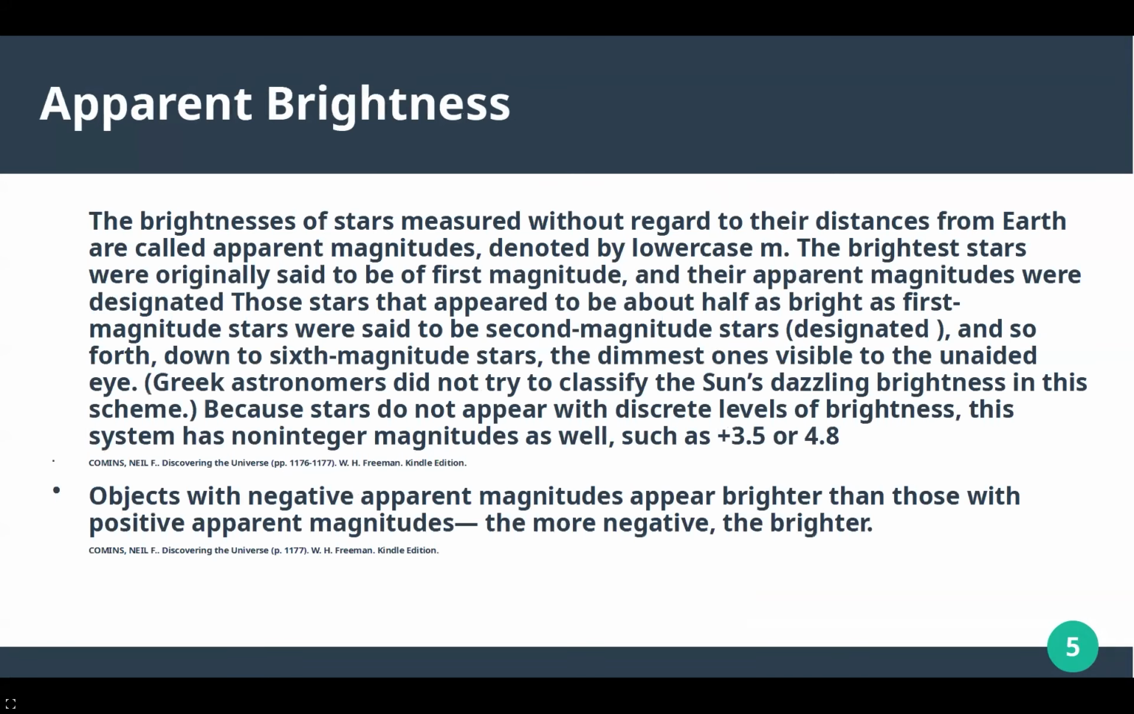The brightness of stars measured without regard to their distances from Earth are called apparent magnitudes, denoted by lowercase m. The brighter stars were originally said to be first magnitude. Those stars that appeared to be about half as bright as first magnitude stars were said to be second magnitude, and so forth, down to sixth magnitude stars, the dimmest ones visible to the unaided eye. Because the stars do not appear with discrete levels of brightness, the system has non-integer magnitudes as well, such as 3.5 or 4.8. Objects with negative apparent magnitudes appear brighter than those with positive apparent magnitudes. The more negative, the brighter.